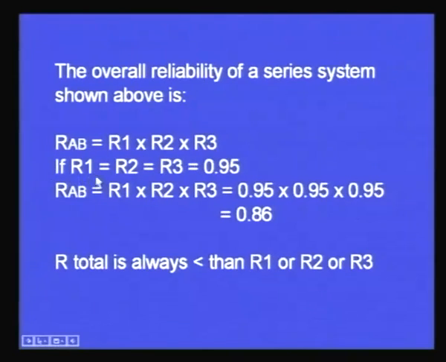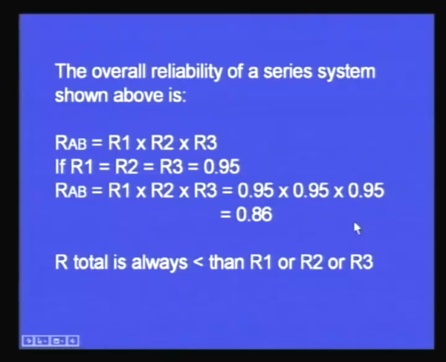So if R1 is equal to R2 is equal to R3 equal to 0.95, it means that all the three components that are connected in series and forming the system AB have the same reliability, the value is 0.95. So the reliability of the overall system can be found out and it is 0.86. So R total is always less than R1 or R2 or R3.